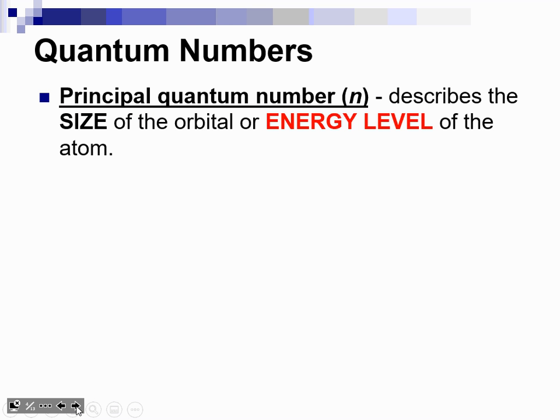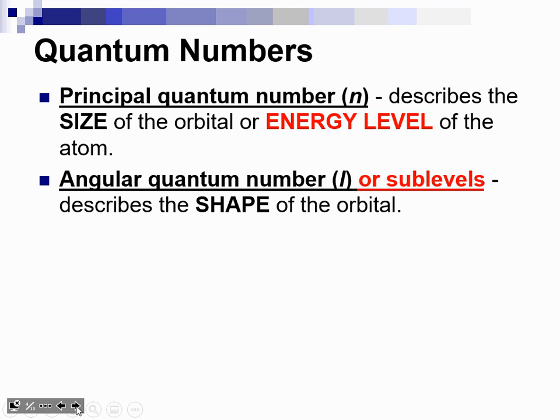The very first quantum number is the principal quantum number, and we represent that by a lowercase n. At times you'll hear me ask, what is n? What is n? That means the lowercase n, the principal quantum number. It describes the size of the orbital or the energy level. I tend to call these energy levels. So if I say, well, what's your main energy level? I'm talking about this, the principal quantum number.